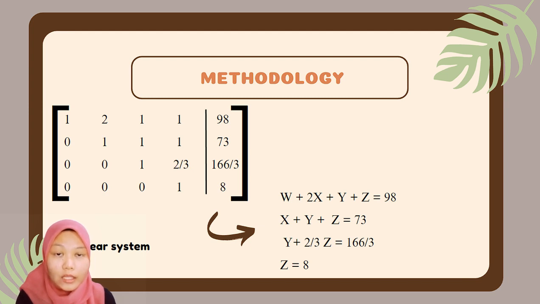Convert this matrix into a system of linear equations. The linear equations that we get are W plus 2x plus y plus z equal to 98, x plus y plus z equal to 73, y plus 2 over 3z equal to 166 over 3, and z equal to 8. So the next step to complete the equation will be explained by the next member.